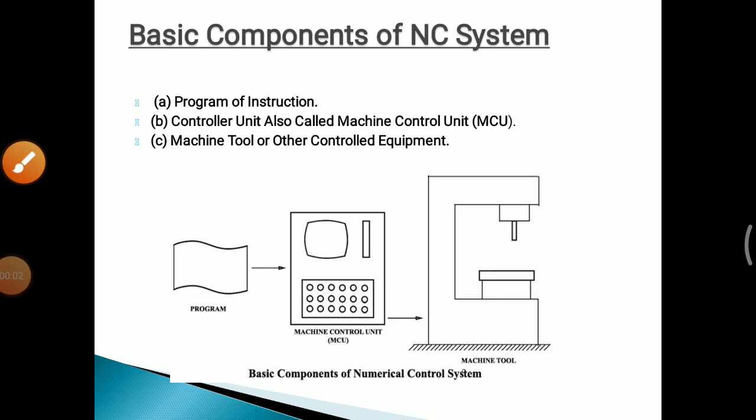Dear students, in this video we are going to discuss the basic components of NC system. NC stands for numerical control. A numerical control is a form of programmable automation in which the process is controlled by a program which is written by making use of numbers, letters and symbols.